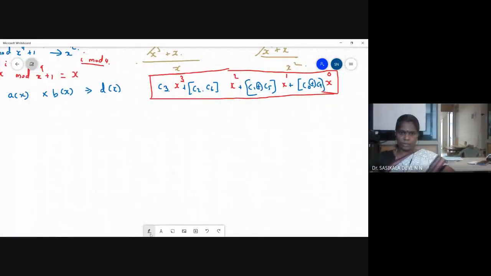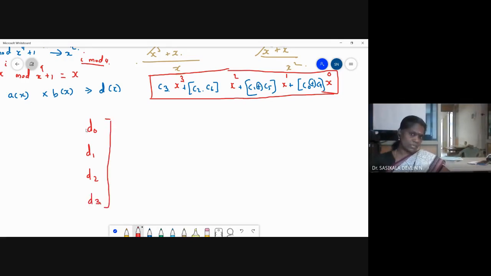Okay, so we need to perform the multiplication A of x into B of x, polynomial ring multiplication. We need to compute D of x. Actually D of x is also over GF of 2 power 3. Only 4 terms are available: x power 0 term, x power 1 term, x power 2 term, and x power 3 term. So D0 is the coefficient of x power 0, D1 the coefficient of x power 1, D2 the coefficient of x power 2, and D3 the coefficient of x power 3.